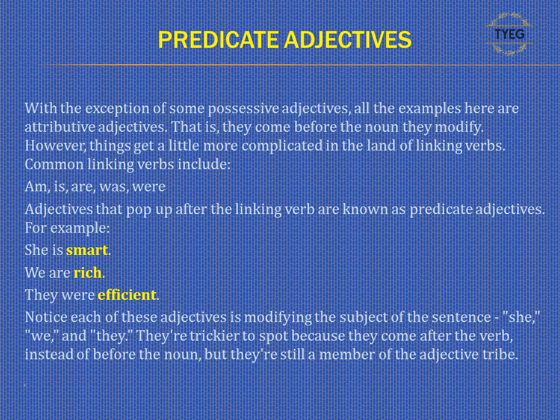For example, she is smart. We're rich. They were efficient. Notice each of these adjectives is modifying the subject of the sentence: she, we, and they. They're trickier to spot because they come after the verb, instead of before the noun, but they're still a member of the adjective tribe.